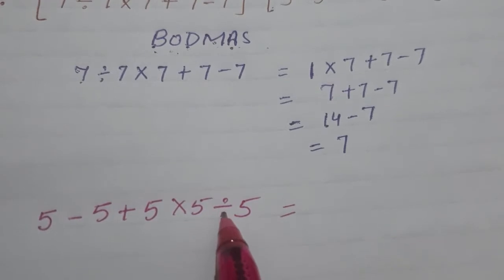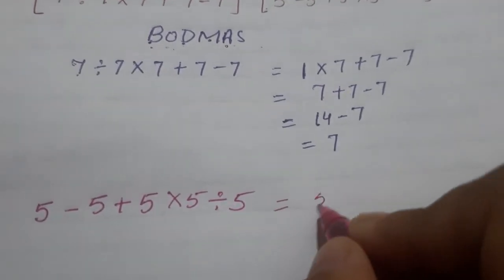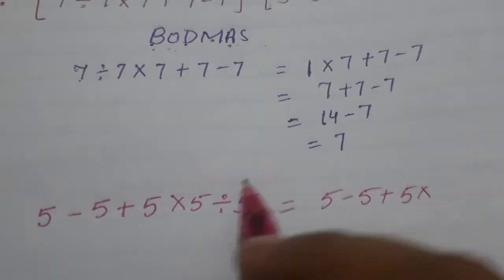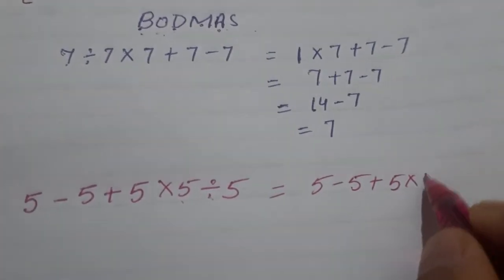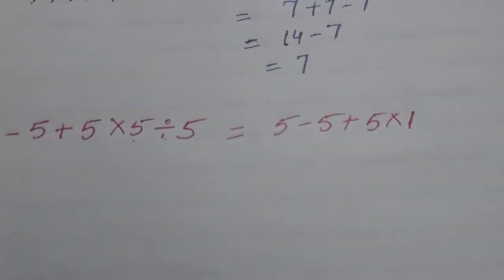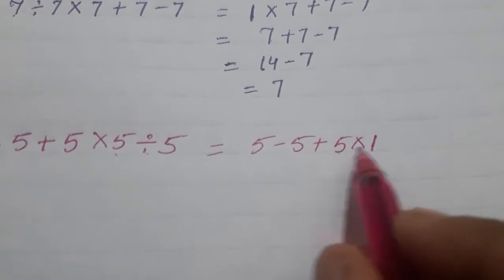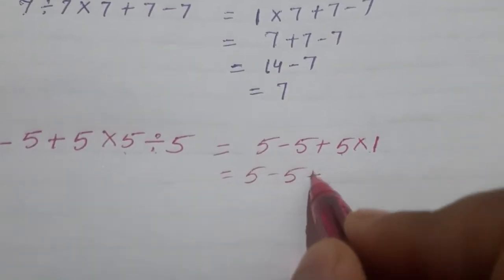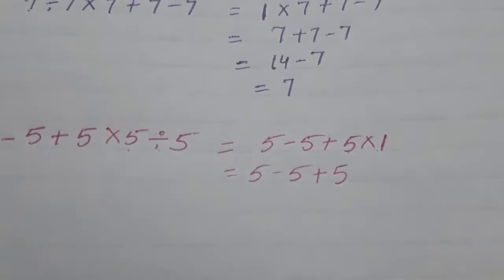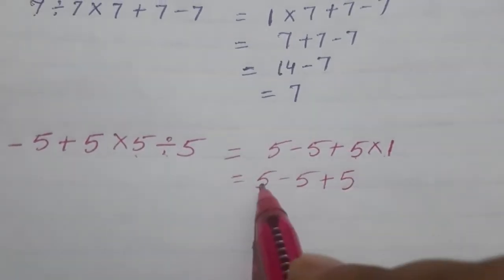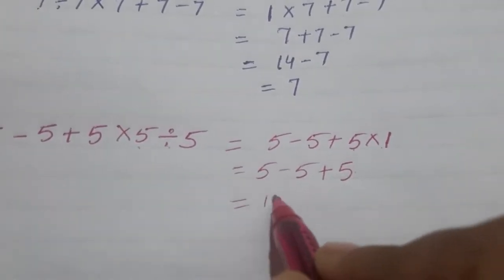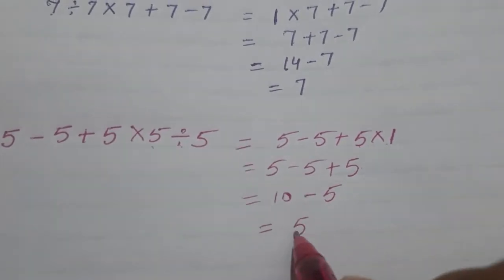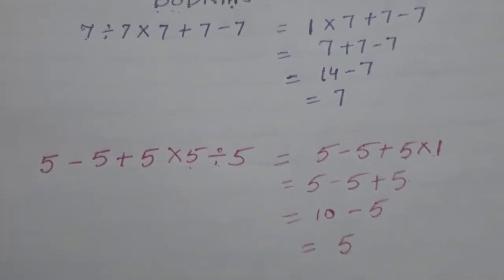So we will solve first the division part. 5 minus 5 plus 5 into 5 divided by 5, that will come out to be 1 here. Then the second step is multiplication. So 5 minus 5 plus 5 into 1, that is 5 here. Then add the numbers, addition part, 5 plus 5, that is 10 minus 5, and last is the subtraction. 10 minus 5 comes out to be 5 here.